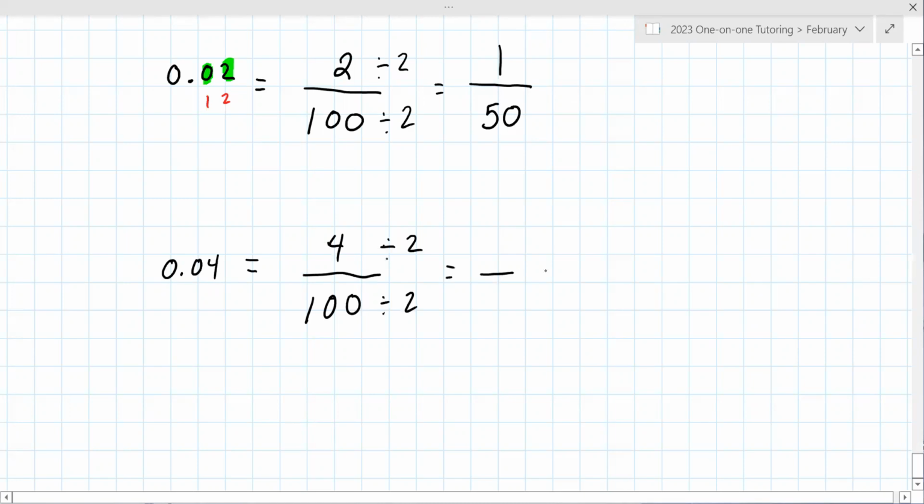Yeah. What is 4 divided by 2? 2. Okay, what is 100 divided by 2? 50. Okay, now can you divide these by 2? Yeah. Yes, what is 2 divided by 2? 1. And what is 50 divided by 2?